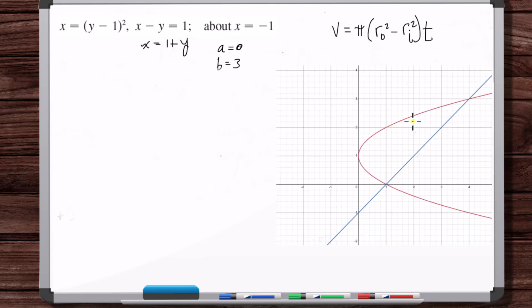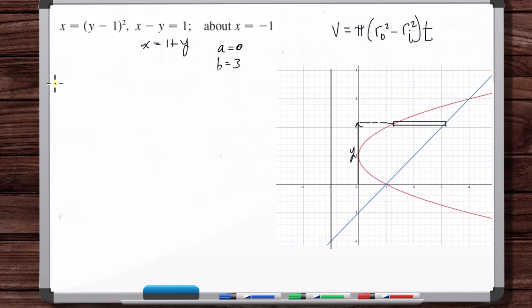Why? Because I revolved it around x is equal to 0, not x is equal to minus 1. So if we're here, the outer radius is this value, but then you got to add this distance. You have to add minus 1 to it. So I'm going crazy. All right.